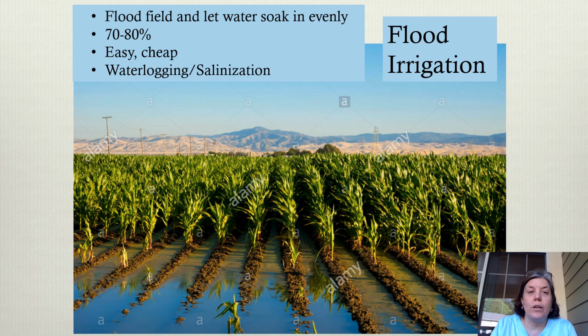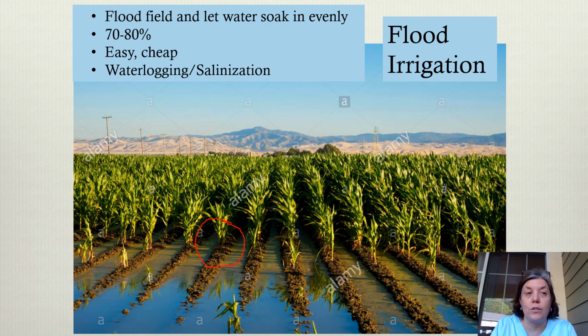The next type of irrigation is called flood irrigation. Here's what I'm going to do: I'm going to basically flood my entire field, and I'm going to let the water soak in. This is really efficient, 70 to 80%. It's easy, it's cheap. I'm just putting water on here and I'm flooding my field. What are the drawbacks? Again, we can waterlog our roots if we have too much water. Lots of water here, we could soak up to those roots and eventually kill the plants. And we could have a lot of this water evaporate, which leaves a lot of salt behind.